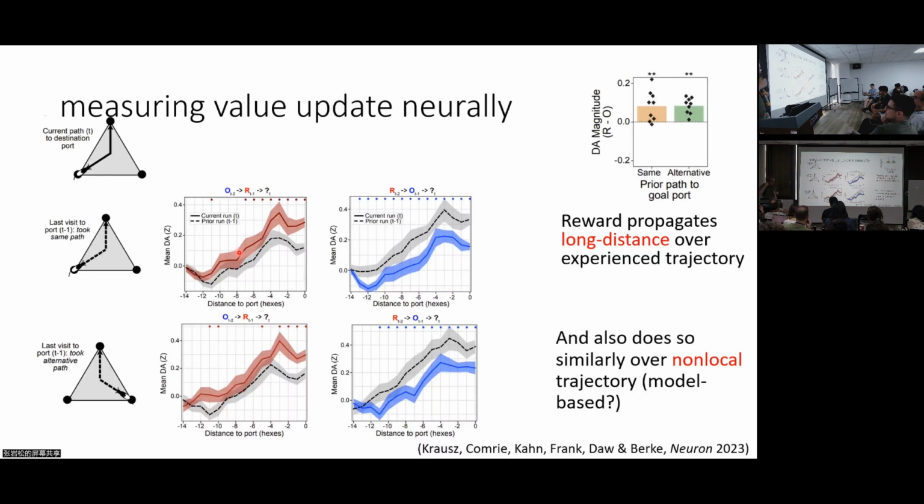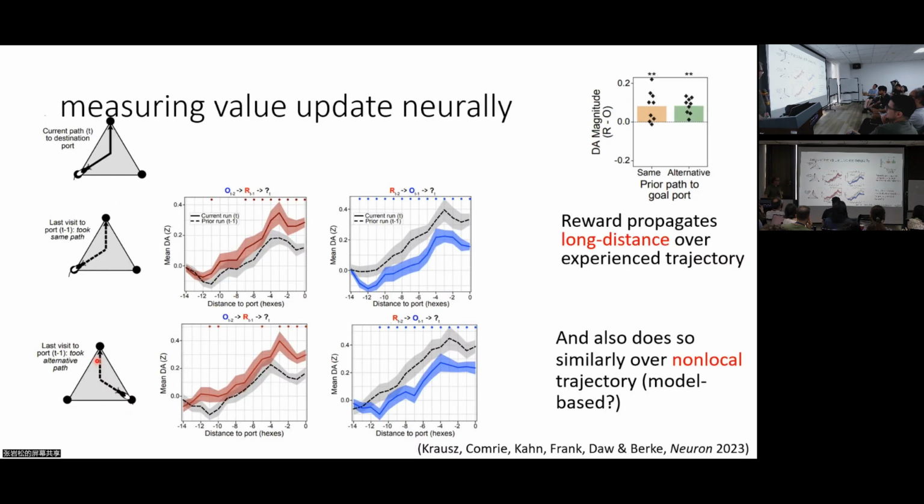But importantly, that value is accessed all over the maze, right? So then the question is, how does that happen? And that's sort of the rest of the story. Yeah, exactly. And that's the next part of the experiment. But the important thing is you couldn't do that if you were just using model-free reinforcement learning, right?